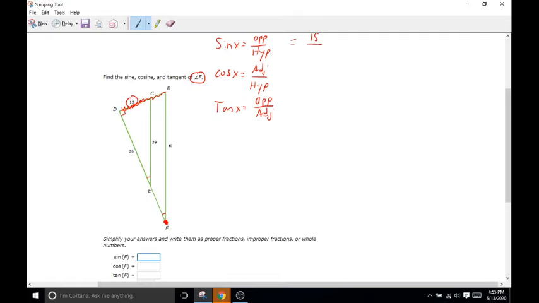Over the hypotenuse, again, we want the hypotenuse here, and 39 looks like it's going to be the corresponding hypotenuse to the smaller similar triangle, so that's going to be 15 over 39. The adjacent is going to be our 36 over the hypotenuse, which is 39. And then the tangent, the opposite again, is 15 over the adjacent, which is 36. So let's type those all in.